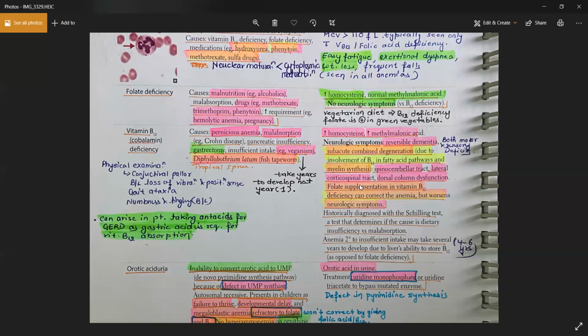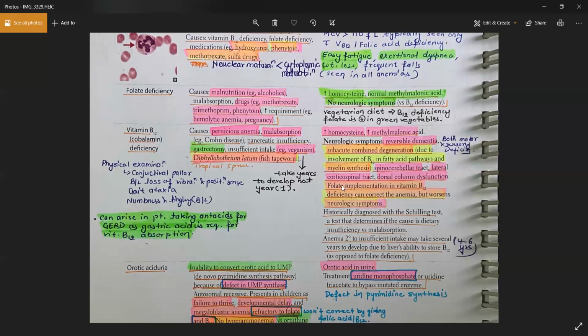Okay, and the anemia symptoms, which are fatigue, pallor, and all these things, will be reversible if you give the patient vitamin B9. But the neurological symptoms cannot be reversed after giving vitamin B9, right? They will still be there. Very important to note: if you give the patient a folate supplement in case of vitamin B12 deficiency, it will reverse the anemia, but it will also worsen the neurological symptoms.